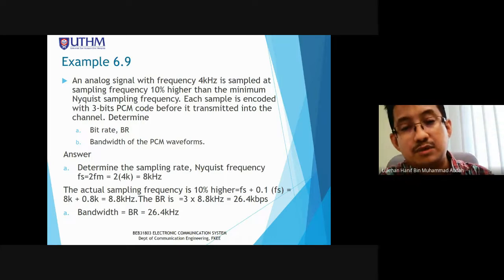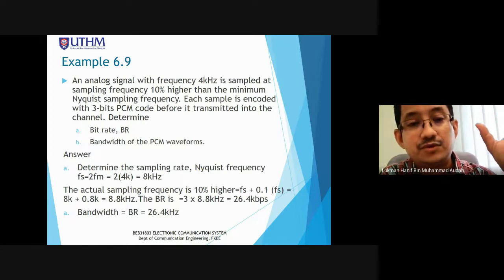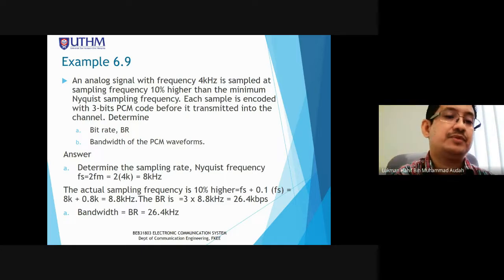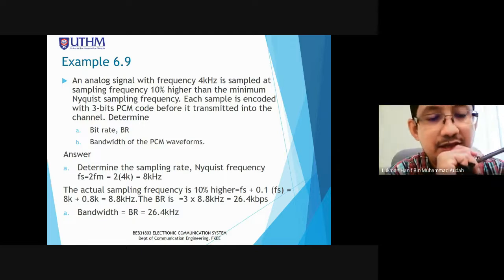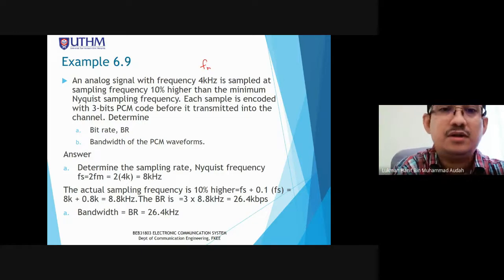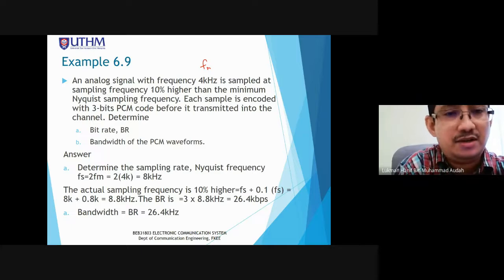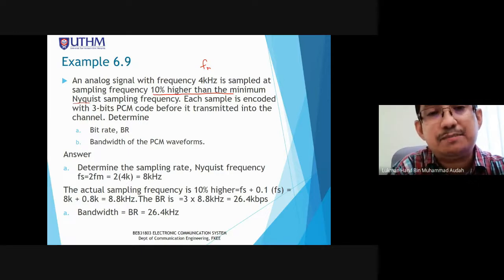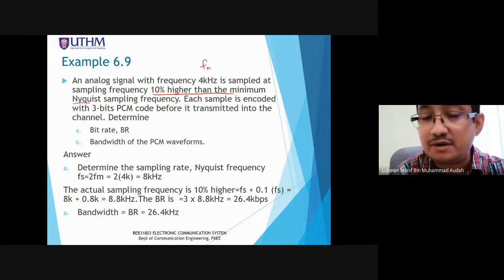Tetapi dia akan memerlukan bandwidth yang besar. So dia ada pro and cons. Okay. So dalam example ini, kita akan sampel sedikit lebih besar daripada minimum Nyquist rate. Okay. So perhatikan di sini. An analog signal with a frequency of 4 kHz. This is input frequency. Sample at sampling frequency 10% higher than the minimum Nyquist rate. Maknanya, kita akan sampel 10% lebih besar daripada minimum.